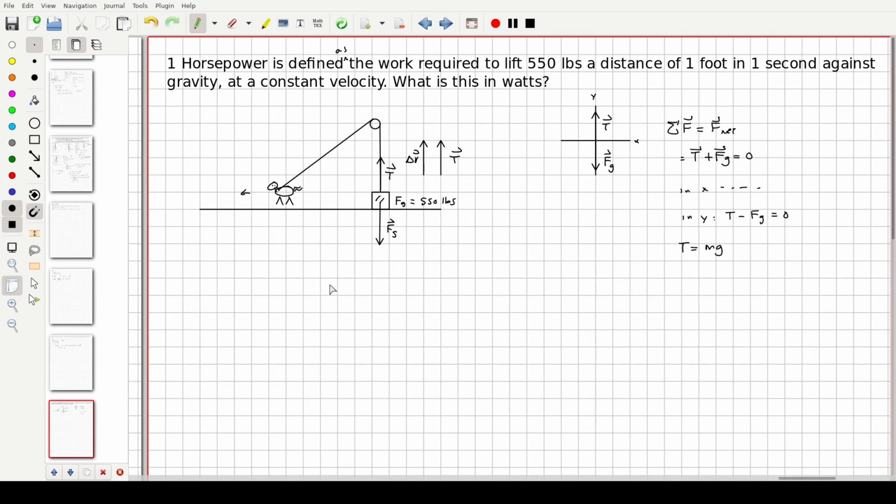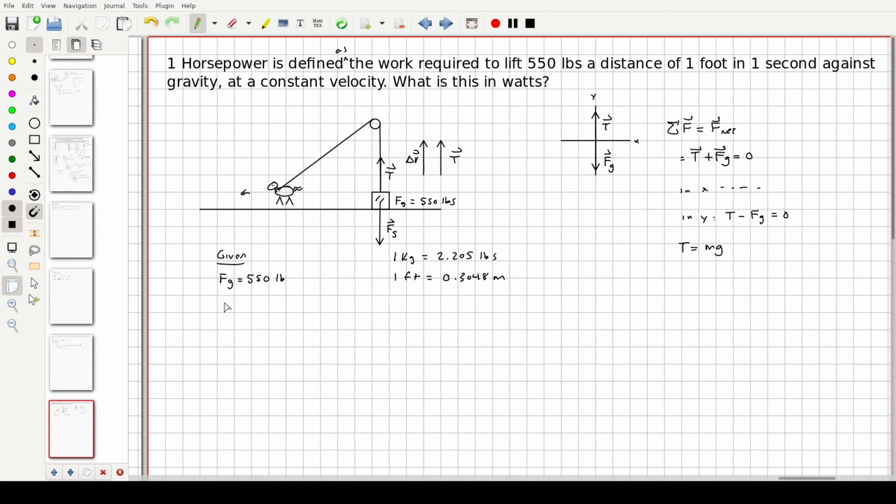Now, so here we're given that our weight is 550 pounds. Now, what I'm going to do is to convert that. Give me a second here to get my conversion stuff. I know, just from a conversion standpoint, and this is going to be convenient because all this is imperial. Horsepower is an imperial unit, but it's used so frequently. 1 kilogram on the Earth weighs 2.205 pounds. I also know that 1 foot, which is how far we're lifting this thing in 1 second, is 0.3048 meters.